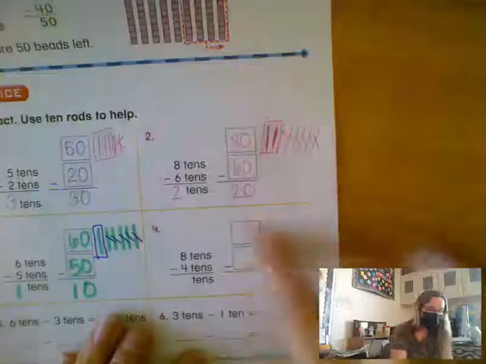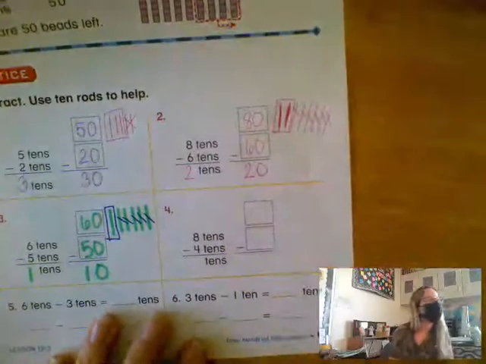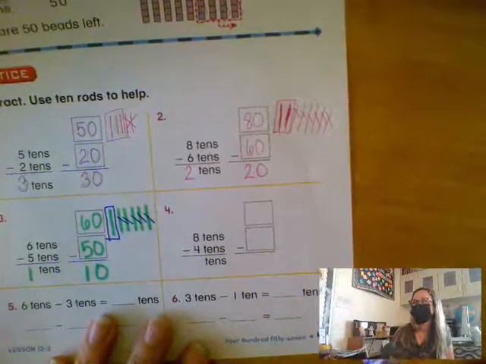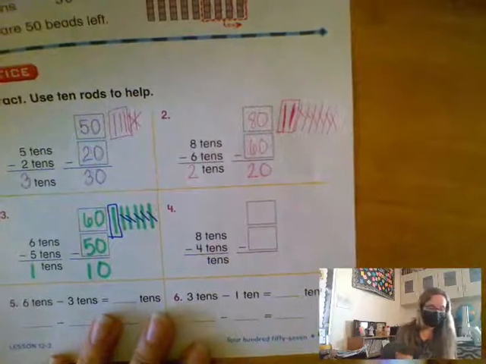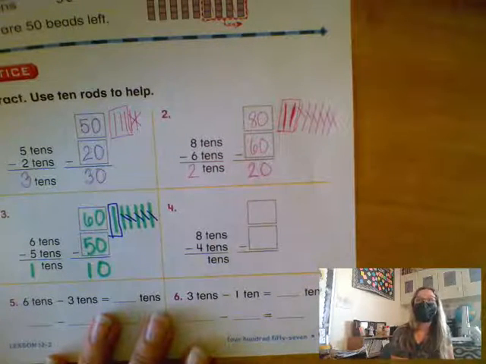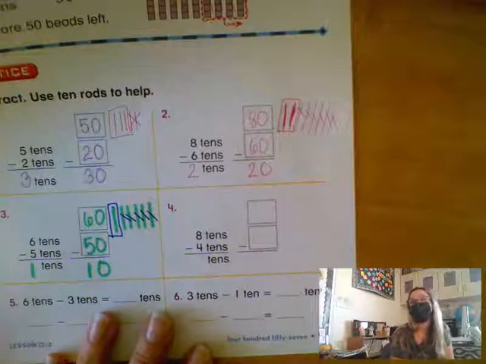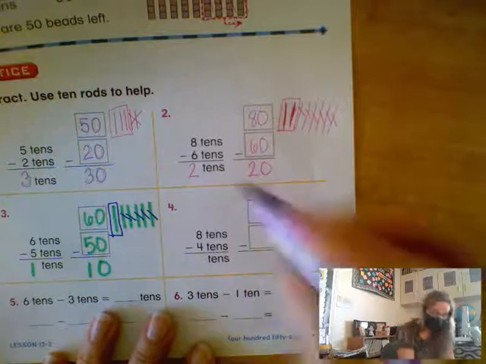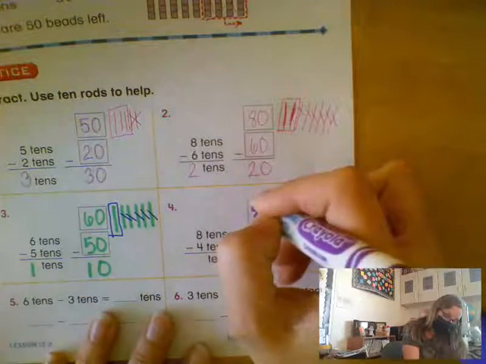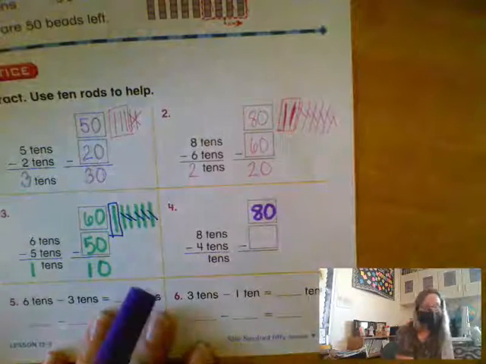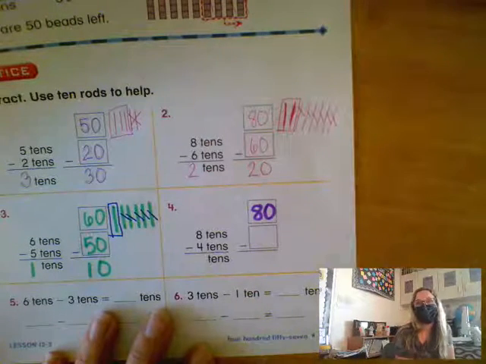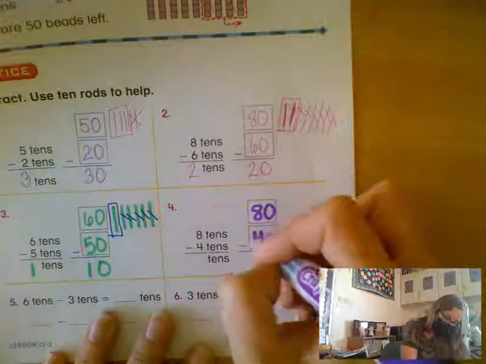Good job, Matteo. All right, I'm going to have Connor do the next one for us. Connor, we're looking at number 4. 8 tens equals how many? God bless you. 8 minus 4 equals 4. That's not what I asked. 8 tens equals how many? 8 tens equals 80. So everyone put 80 in that first box. Connor, 4 tens equals how many? 40. So we'll put 40 in our second box.